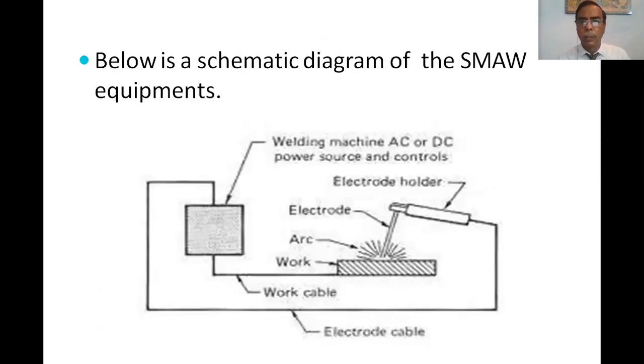Below is a schematic diagram of the SMAW equipment. On the left side is the AC and DC power source and control. The workpiece is connected with a cable, and another cable is connected to the electrode holder, electrode, and arc.